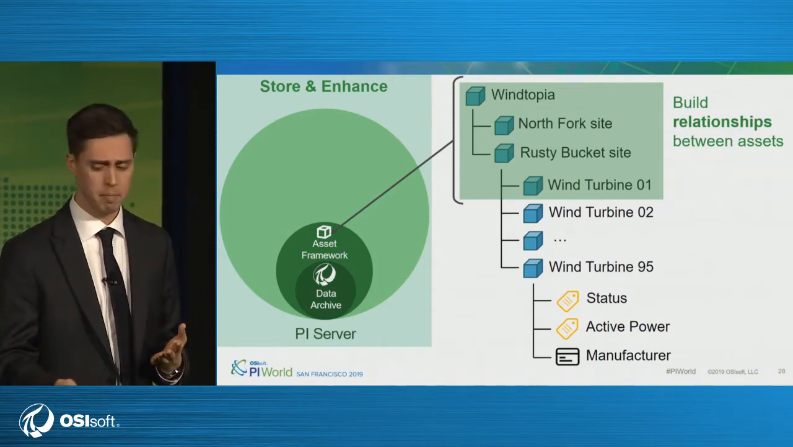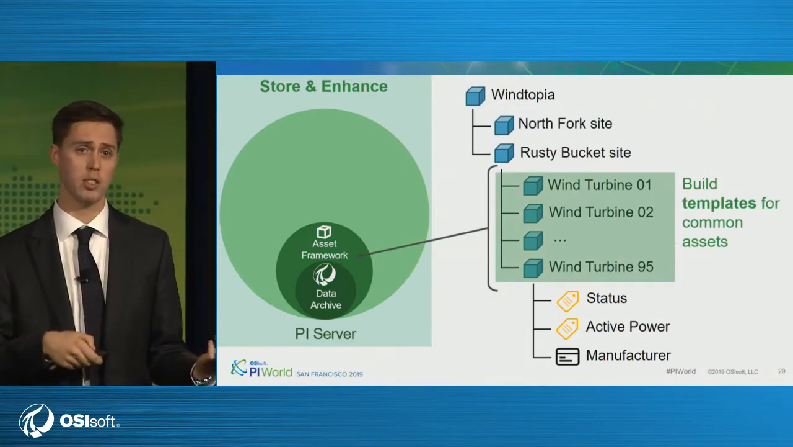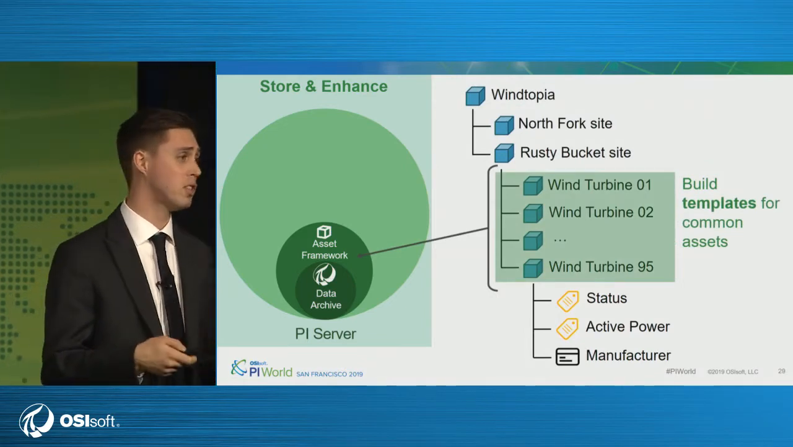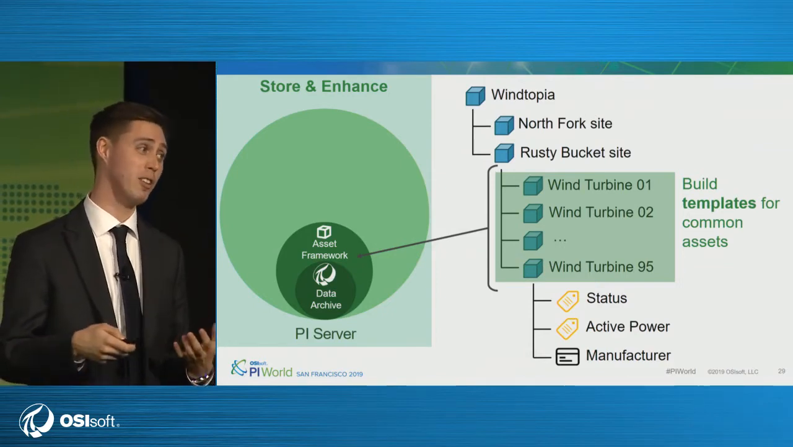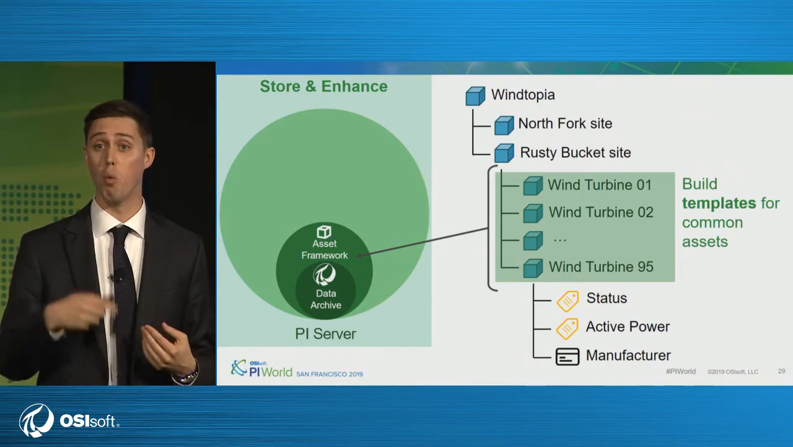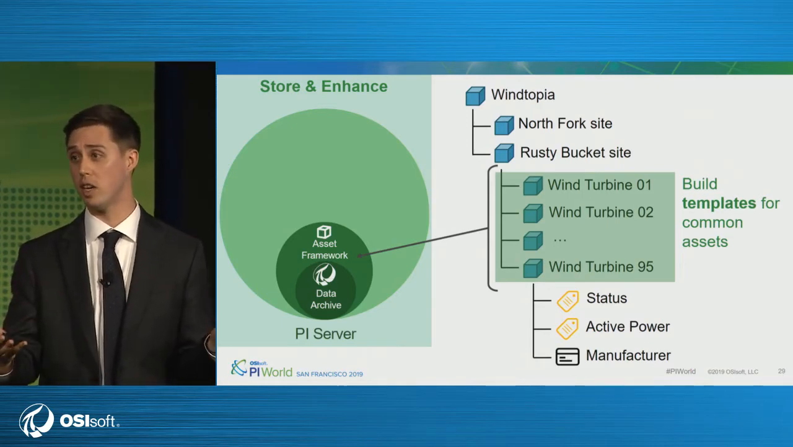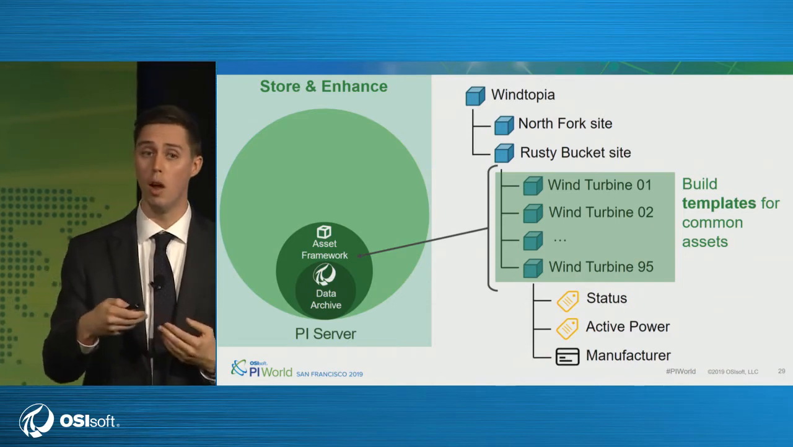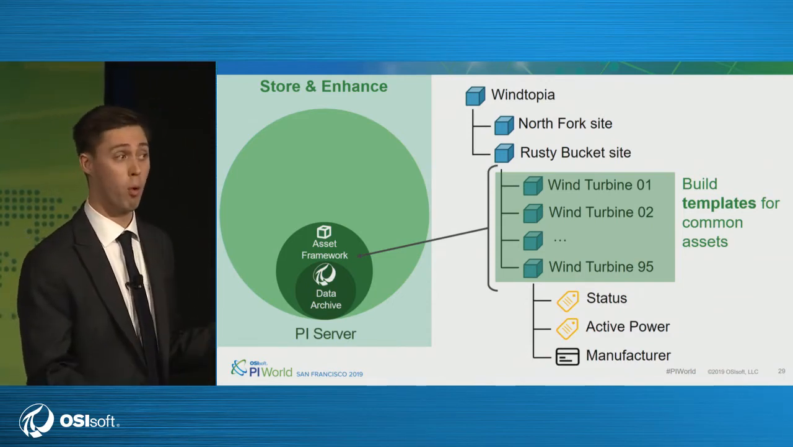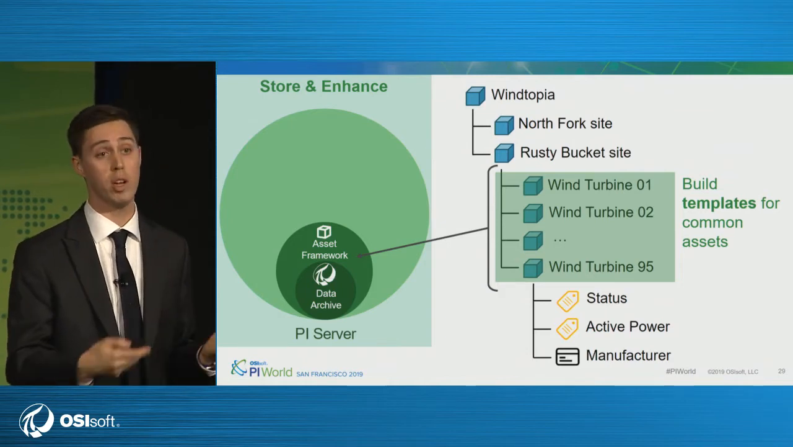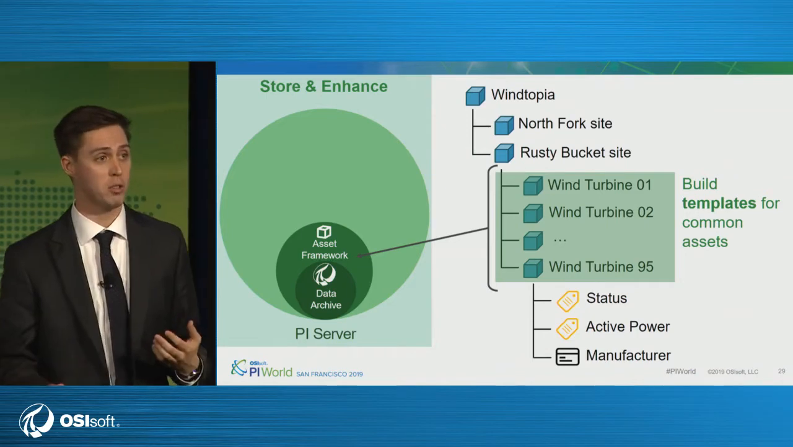We also have the ability to templatize our assets. So if I were to say, create 95 wind turbine assets, you might be like, wow, that's a lot of work. But if you were to make one template and then just copy it across all of these different assets, it's easy to minimize the work, because if I were to add 100 more wind turbines, I could simply reuse the same template. So those are some of the values of AF.